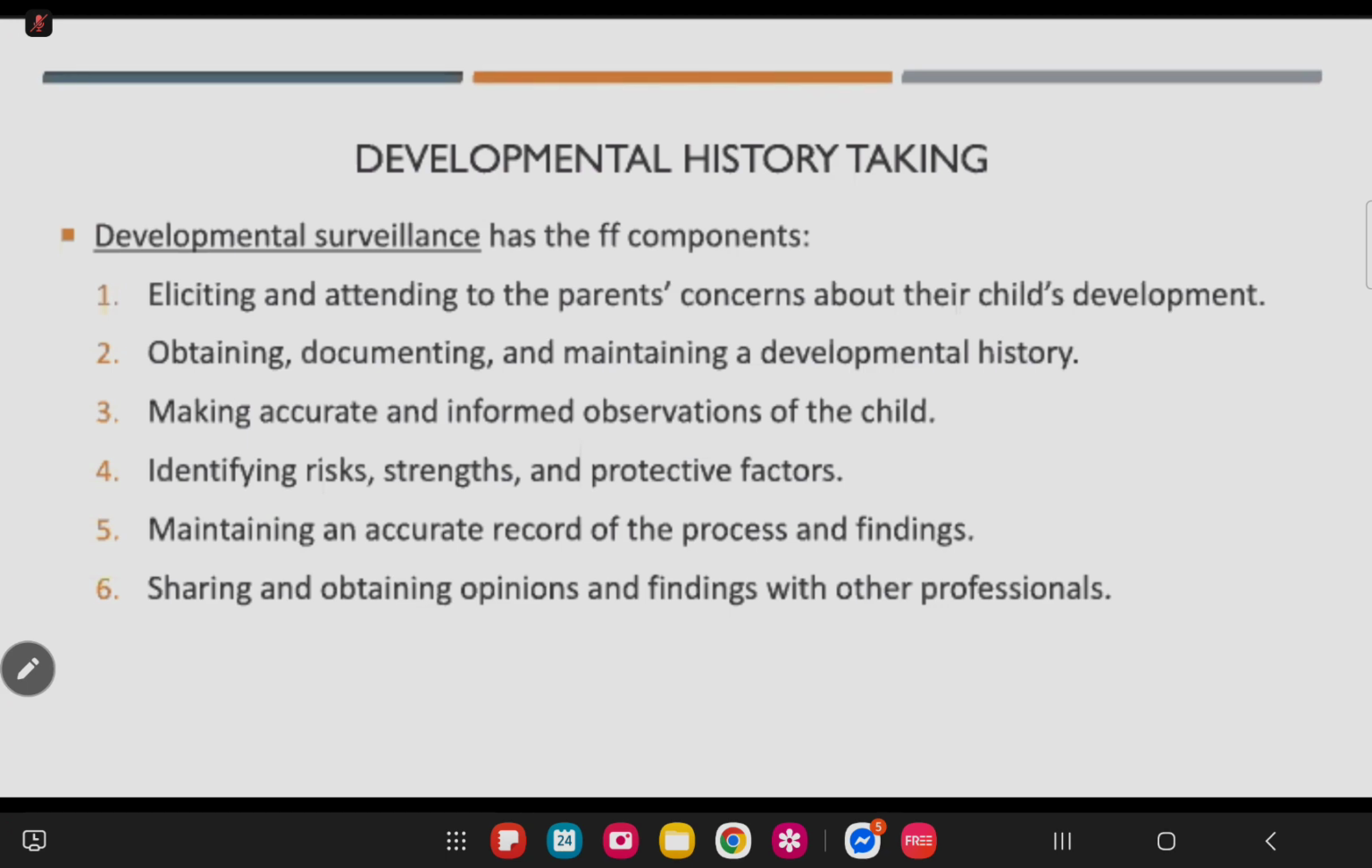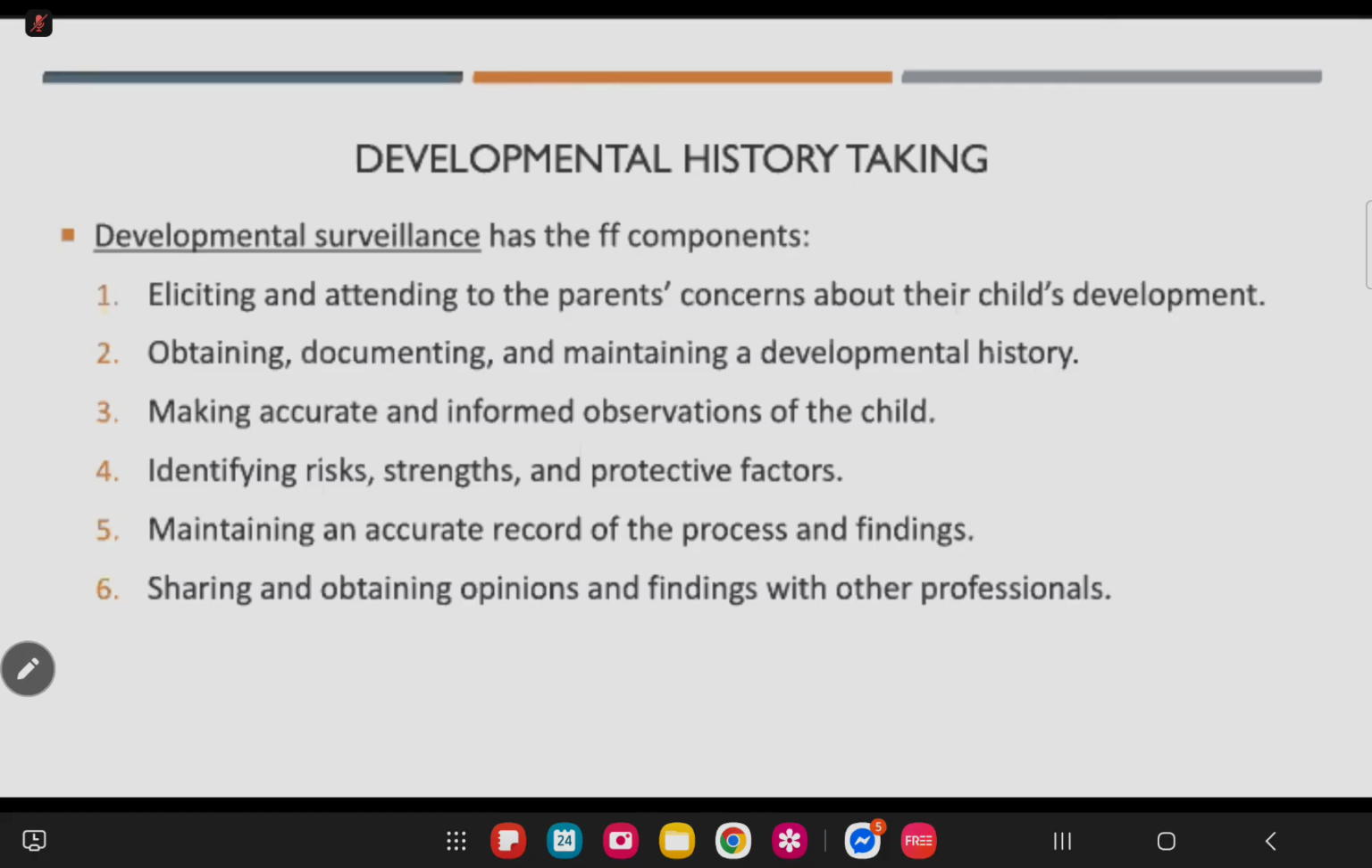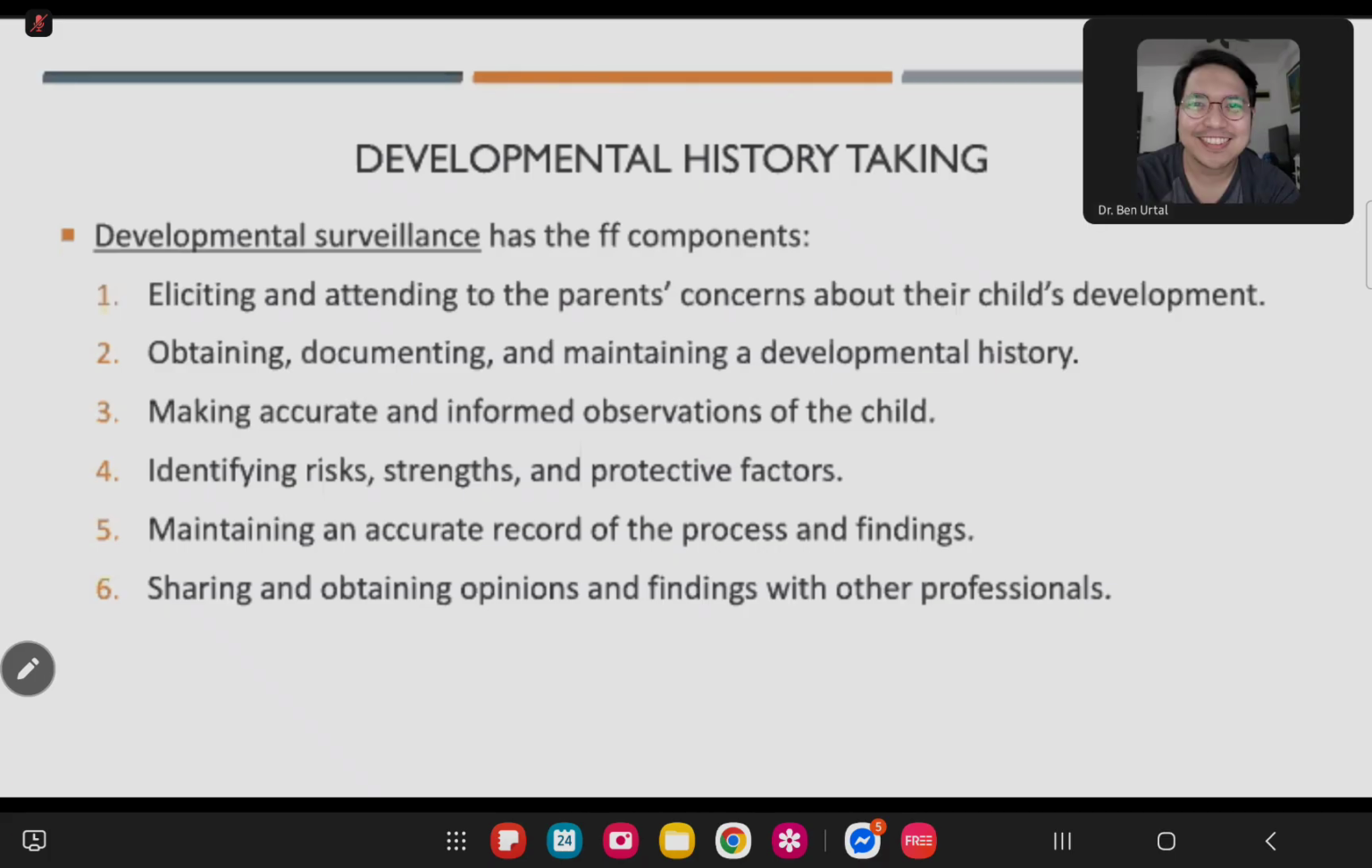You don't mix medical jargon into your history, especially in your developmental history. If the parent has certain observations regarding their child, do not underestimate the observation. Sometimes these signs can be very subtle. For example, if the child has certain mannerisms that you think is a red flag, do not underestimate this. So this might be the first sign of your autism or maybe a different behavioral disorder. Second, obtaining, documenting, and maintaining a developmental history. So this is self-explanatory.